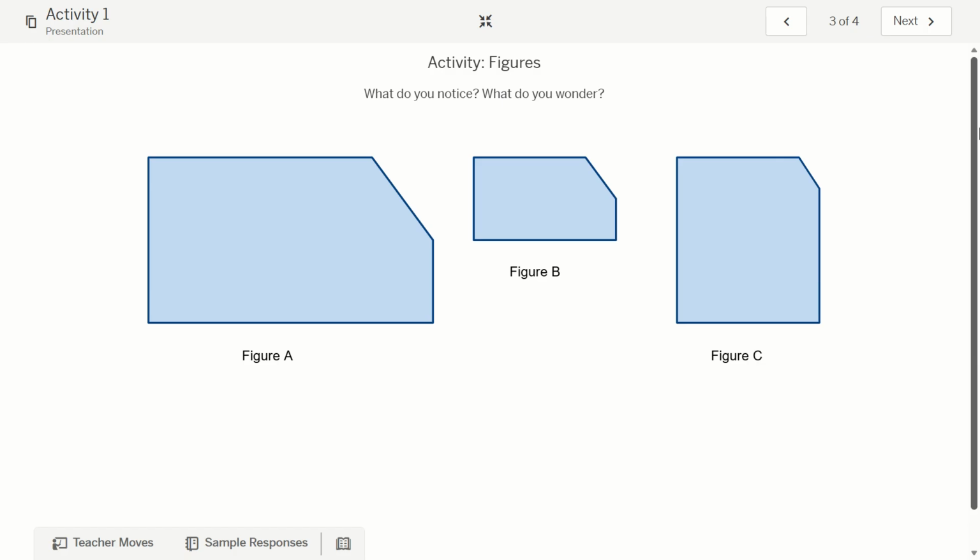So do you have a notice or a wonder? You can put this in your notes. You should probably put this in your notes. But what do you have? Do you have a notice or a wonder? What do you notice about these 3 shapes? If you were to flip figure A and figure B, it would be congruent. Is that how you say it? Congruent as figures. How would you flip it?